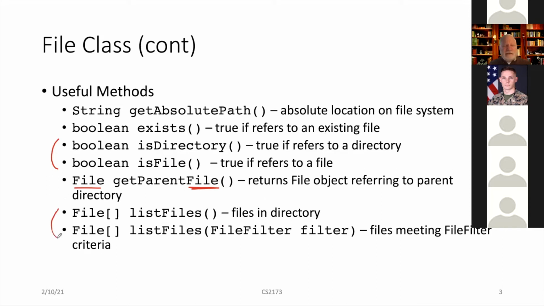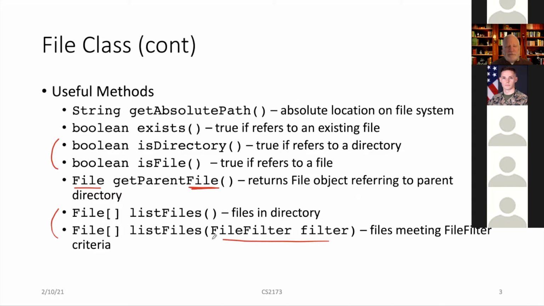These are very useful things as well. If I have a reference to a directory as a file object, I can say listFiles, and that will return an array of files that are the contents of that directory. This other form, and remember we talked about overloaded methods, this is an overloaded method. If I make it empty, it'll give me the files in the directory.